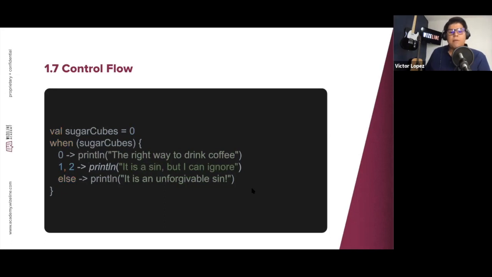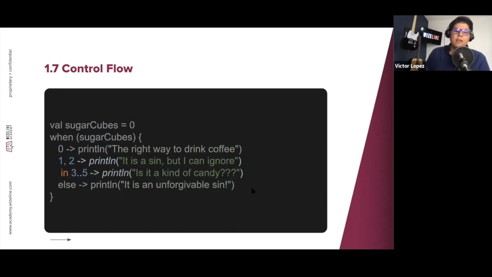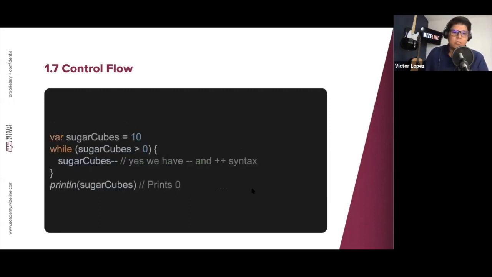Another good thing about a when in Kotlin is that we can set more than one condition in the same line. In this case, you can see that I have 1 and 2 on the same line. So if sugar is 1 or 2, we will print it's a sin, but I can ignore. Another thing we can do is have a range inside a when. In this case, if we want to have a range in a condition, we need to use the reserved word in and then set up a range. In this case, we are using from 3 to 5. So if sugar cubes is 3, 4 or 5, this will print it is a kind of candy. And well, that's the way that the when works.